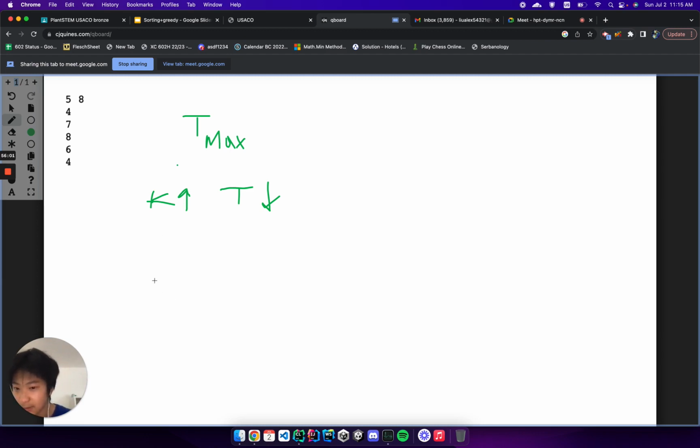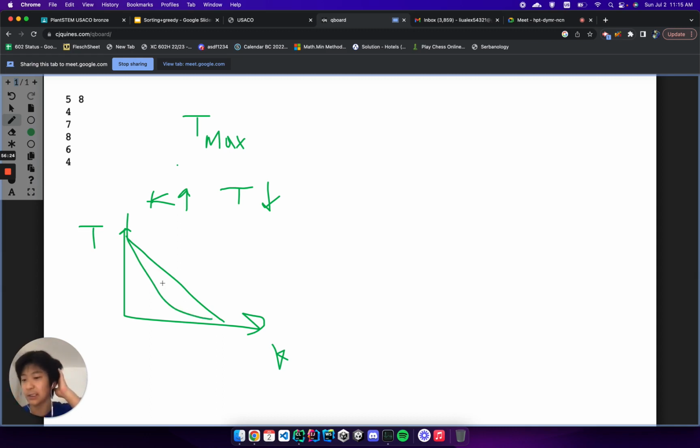This isn't necessary, but a way to visualize this is a graph. If this is k, this is t. As k increases, t is going to decrease. It might not be linear, but it's always decreasing. This is very important for binary search, because in an array we had to make sure the array was sorted first. Here, we also have to make sure this is always decreasing or always increasing. It doesn't matter by how much, as long as it's monotonic.